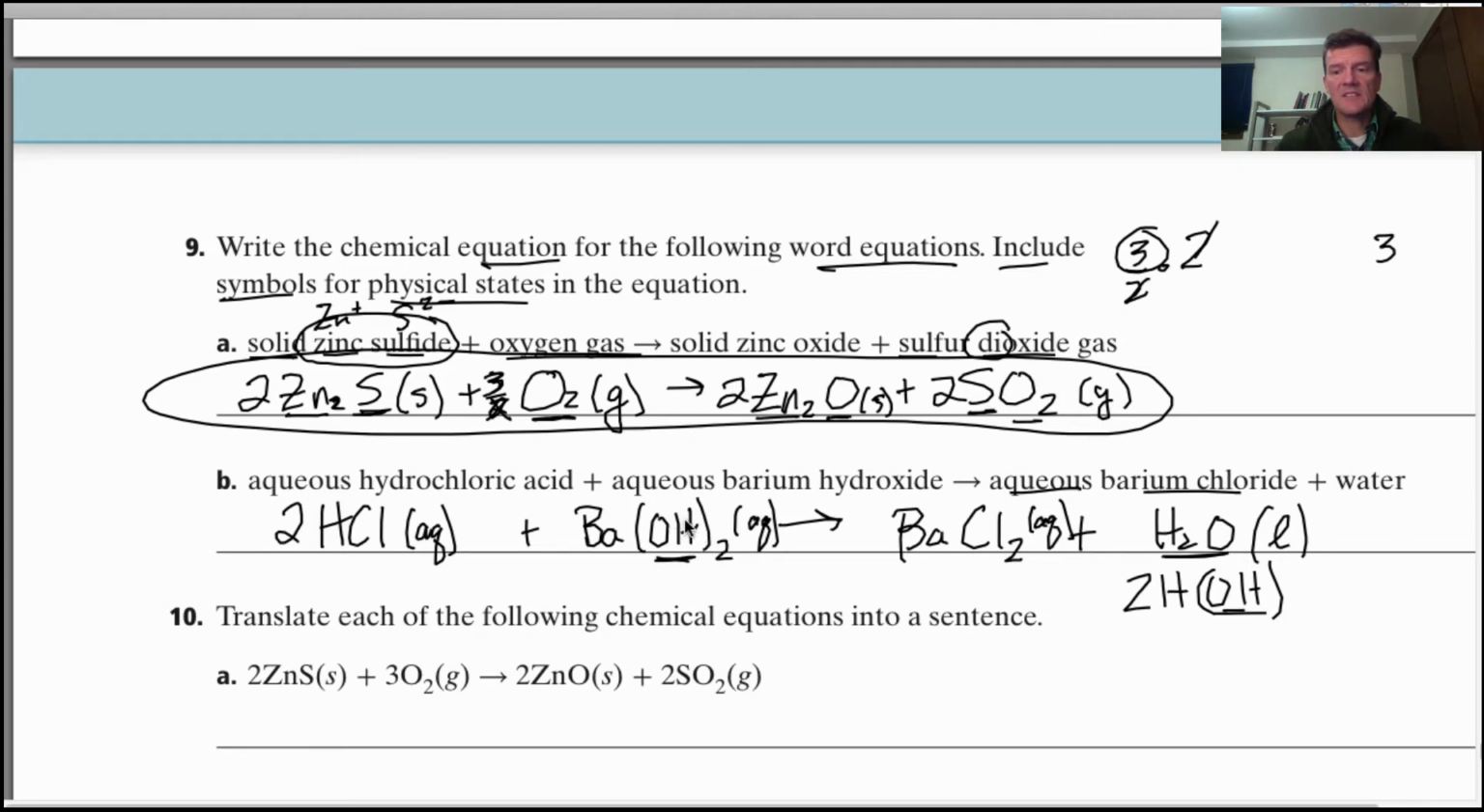Oh no, that's hydroxides. Sorry. Oh, that's good then. That gives me the correct number of hydrogens. So these hydrogens here are 2, and that's 2 there. I have 2 chlorines right there, and I have 2 chlorines there, and I have 1 barium, and I have 1 barium, and it looks like everything is balanced now. Okay?